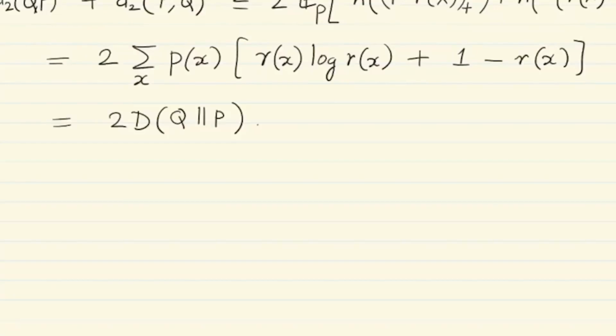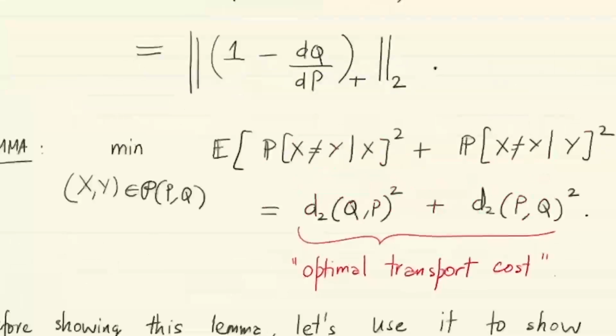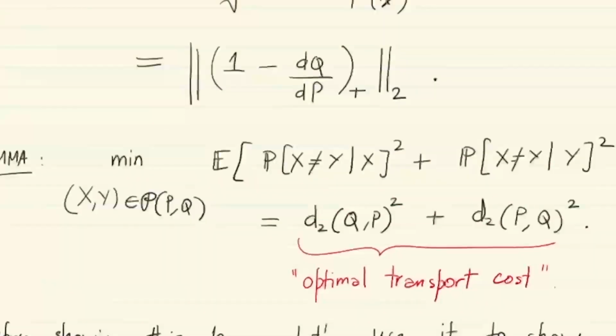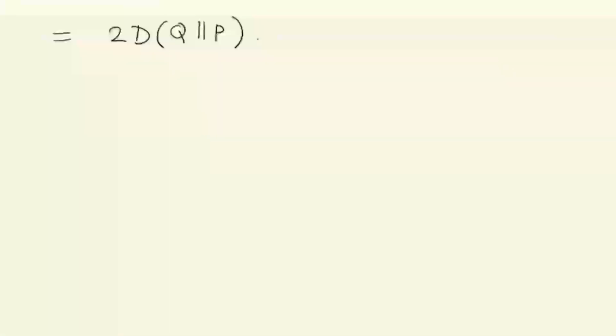Okay, so what we have shown is that, assuming this lemma, which is a transportation cost lemma that says there exists a coupling for which this equals d2(q,p) squared plus d2(p,q) squared, the right hand side is upper bounded by twice D(q||p). So that completes the proof of Marton's conditional transportation cost inequality modulo the proof of the lemma. So let's now do the proof of the lemma to wrap up this entire discussion.